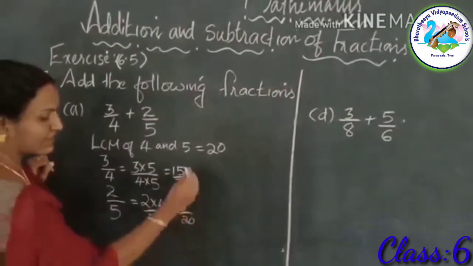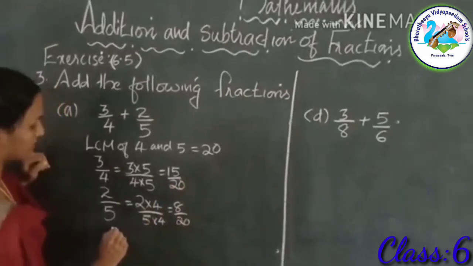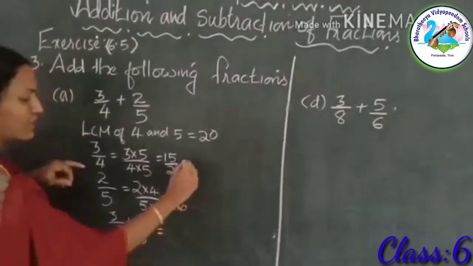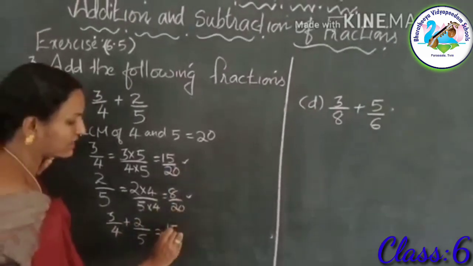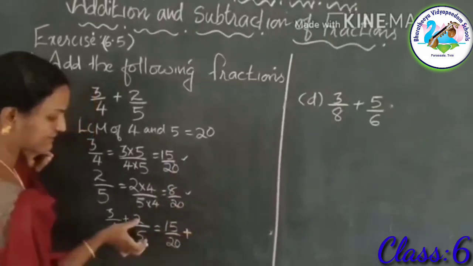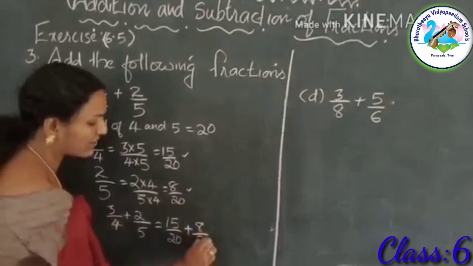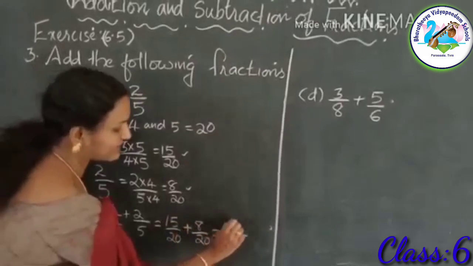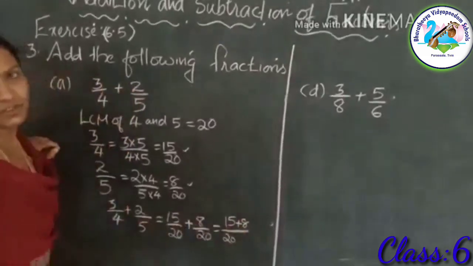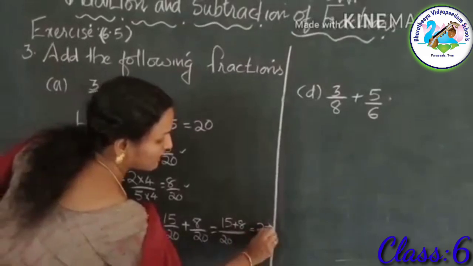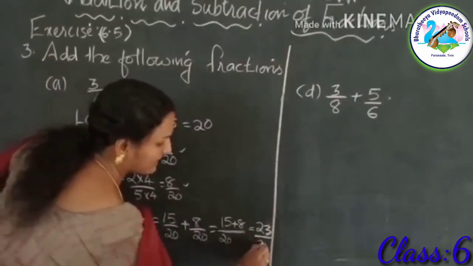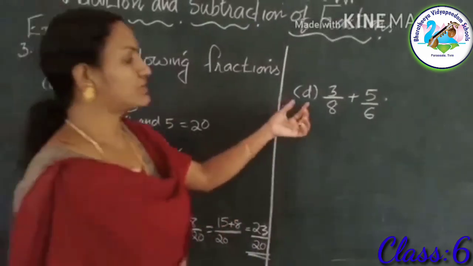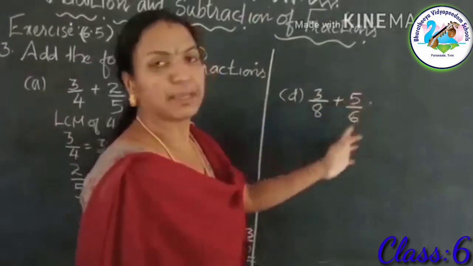Then add 15 by 20 plus 8 by 20. So 3 by 4 plus 2 by 5 is equal to 15 by 20 plus 8 by 20, with 20 common. 15 plus 8 divided by 20 is equal to 23 by 20. The next one, option D, 3 by 8 plus 5 by 6.